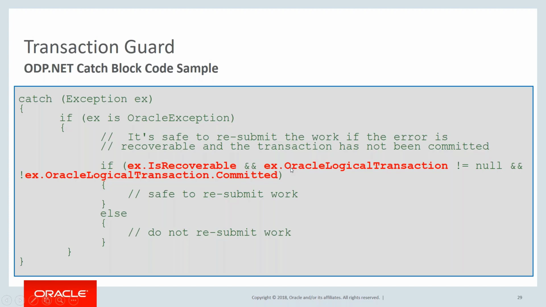We also want to make sure that if it's recoverable, there is an OracleLogicalTransaction object associated with it, because it could be recoverable but maybe there is no transaction occurring at that time, so it doesn't matter. So there would be no OracleLogicalTransaction object. We also want to check that it's not committed. So if it's not committed, there is a transaction in process and it is recoverable. Well, it's safe to resubmit work. Else, do not resubmit work.